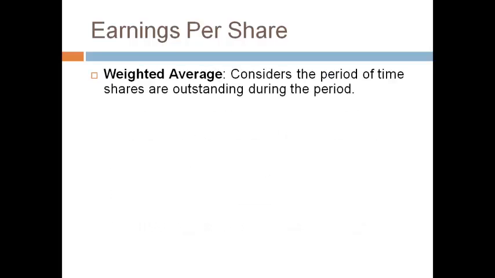Using the weighted average considers the period of time the shares were outstanding during the year. This is consistent with net income that is earned during the year. Changes in outstanding shares must be considered to determine the weighted average number of shares outstanding.